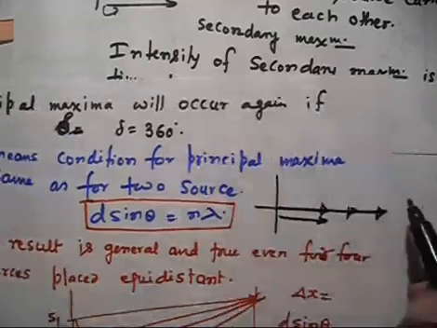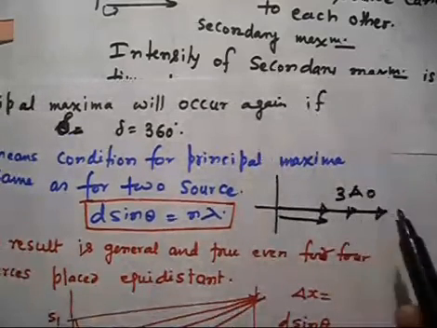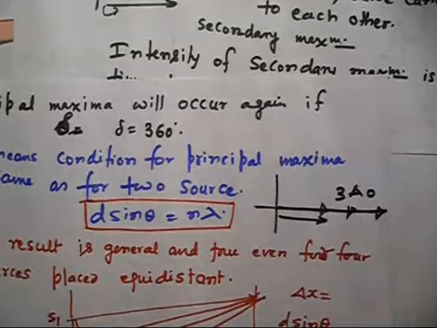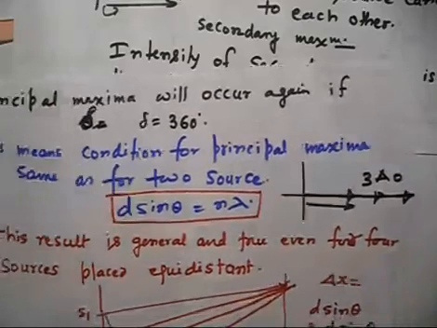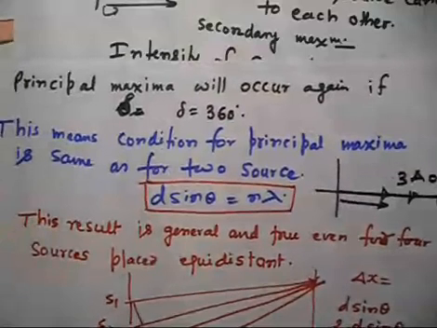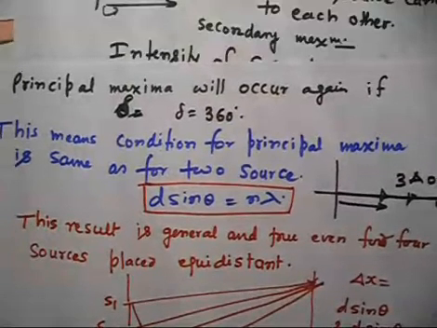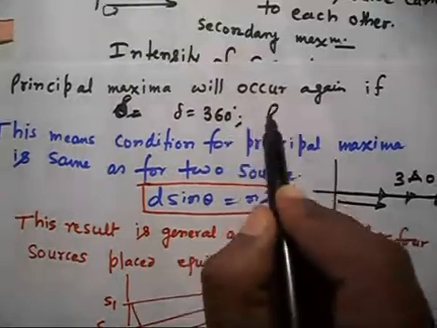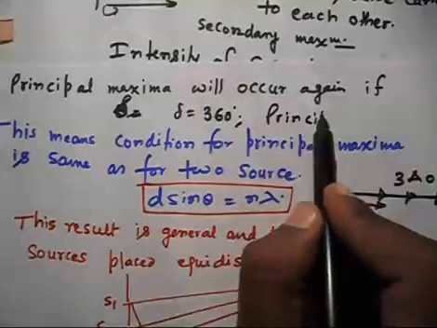So you will have again amplitude 3A0, so intensity will be 9I0. I0 is the intensity of one single source. So once again you will get a principal maxima. So at delta equals 360, you will get the principal maxima.